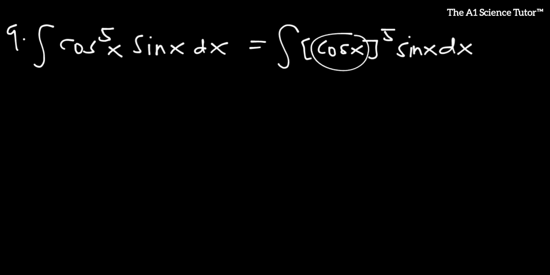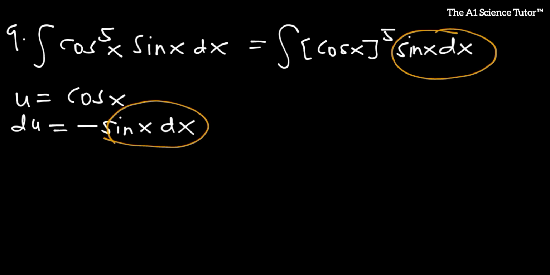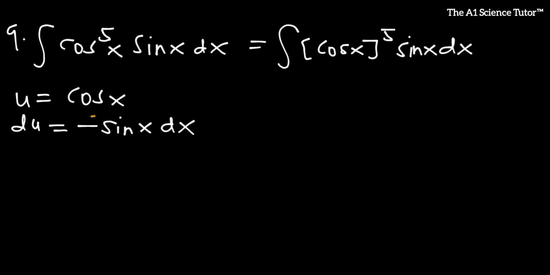So I have cosine x all raised to the power of 5. So I can make cosine x as u. So let u be equal to cos x. So du should be negative sine x dx. Now you know that sine x dx, that is the same thing we have here, right? So what I'm going to do, I will just take the negative to the other side. So that should be a negative du, and that is going to be sine x dx. So here we can actually have a complete substitution.